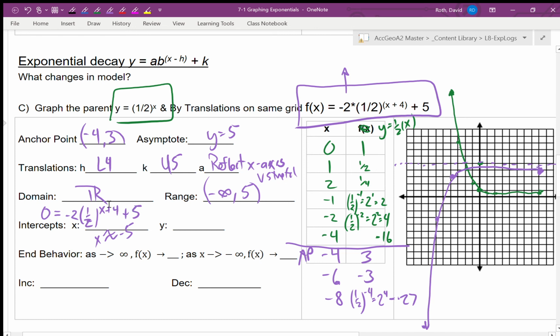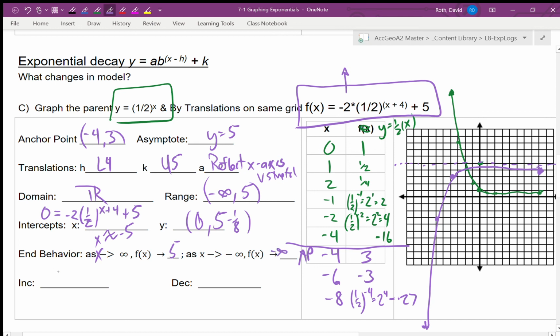The y-intercept, did I plug in 0 yet? I did not. I think if I plug in 0, as I recall, I will get 5 minus 1/8. Check it if you want. What is that? 4 7/8. And behavior. As well, once again, as x approaches infinity, f of x approaches my asymptote at 5. And as x goes to negative infinity, f of x goes down to negative infinity there.